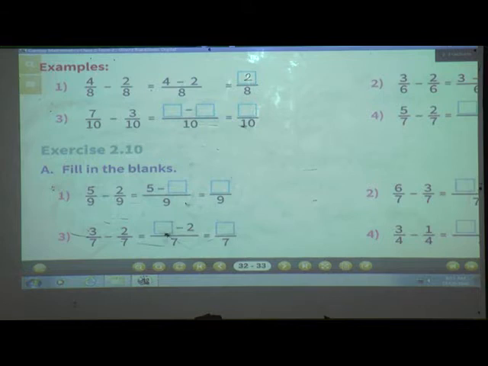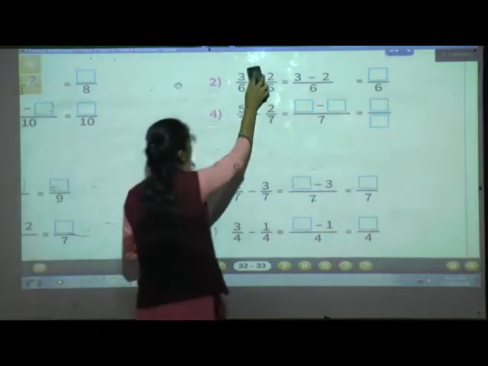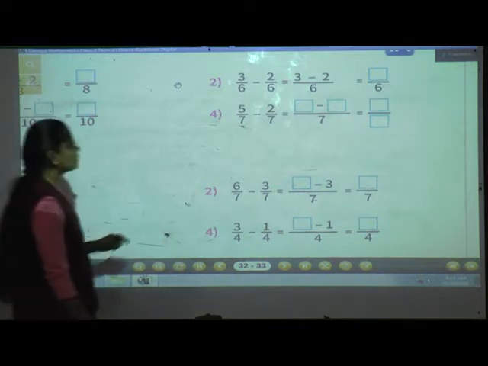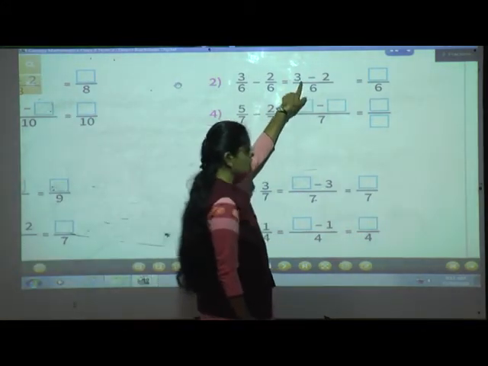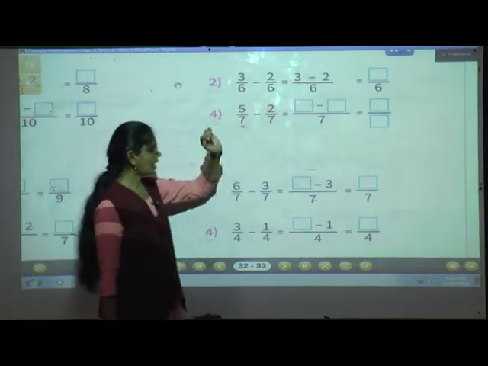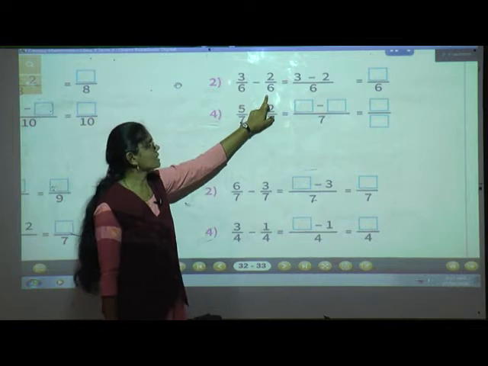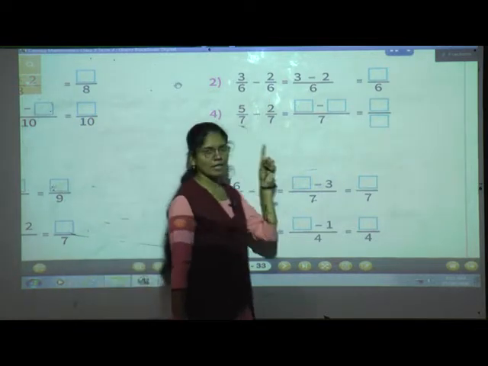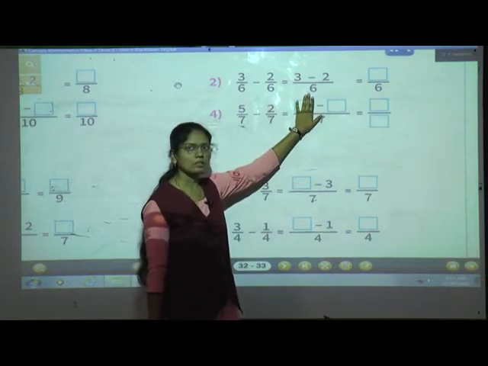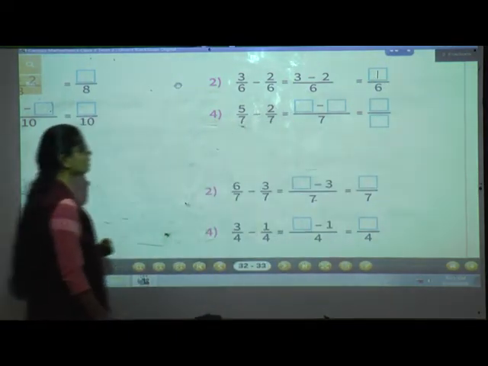Now see the second example here. 3 by 6 minus 2 by 6 is equal to, how will you solve this example? Yes, only we will see the numerator. What is the numerator in the first fraction? 3 is the numerator and 6 is the denominator. Now see the second fraction. Here in this fraction 2 is the numerator and 6 is the denominator. Now subtract the numerators only. 3 minus 2 by 6. 3 minus 2, yes, 1. So what is the answer? 1 by 6. Clear this?